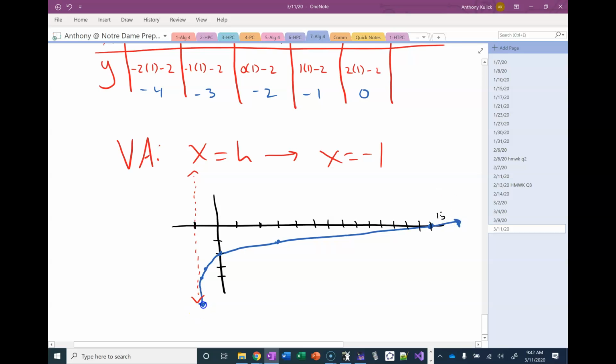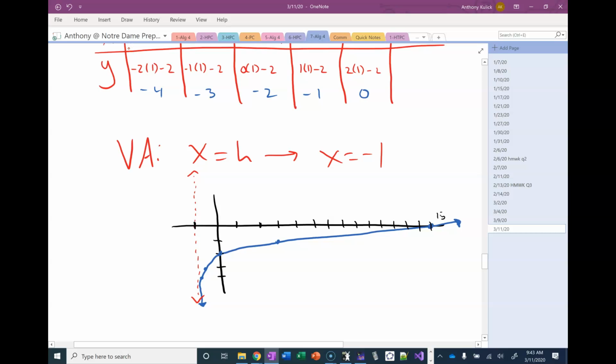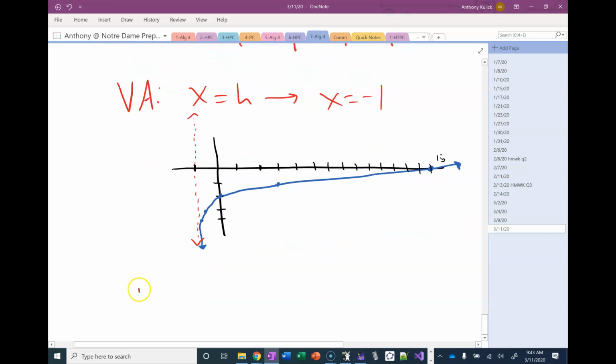And just like the exponential had arrows at both ends of my graph, my logarithmic is going to have arrows at both ends of my graph. Everybody okay with the picture that we've drawn here? And then the last thing we need to do is do our domain and range. So the domain is h to positive infinity. So that's -1 to positive infinity. And the range is just always all real numbers.